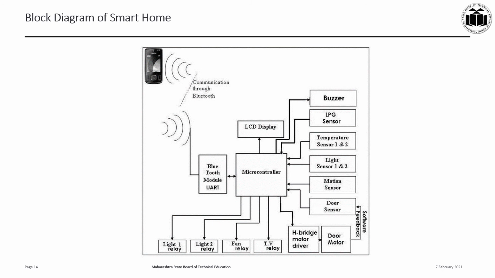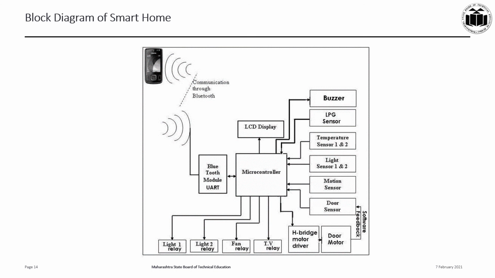We can program the system, such as we can program our geyser to switch on in the morning at 6 o'clock, or we can program our lights to be switched on in the evening at 7 o'clock. Lights will get switched off in the evening at 9 o'clock, and like this. Sensors are also attached with the microcontroller. Different sensors are used: LPG sensor, motion sensors.